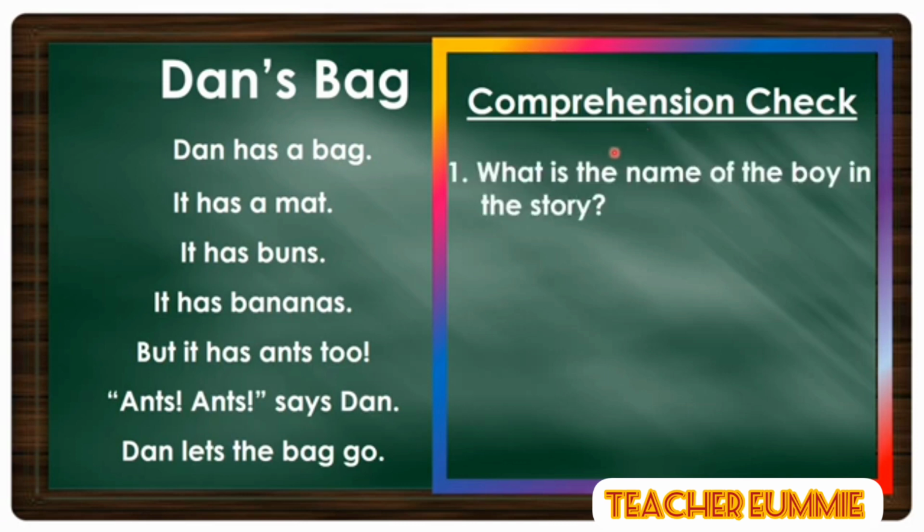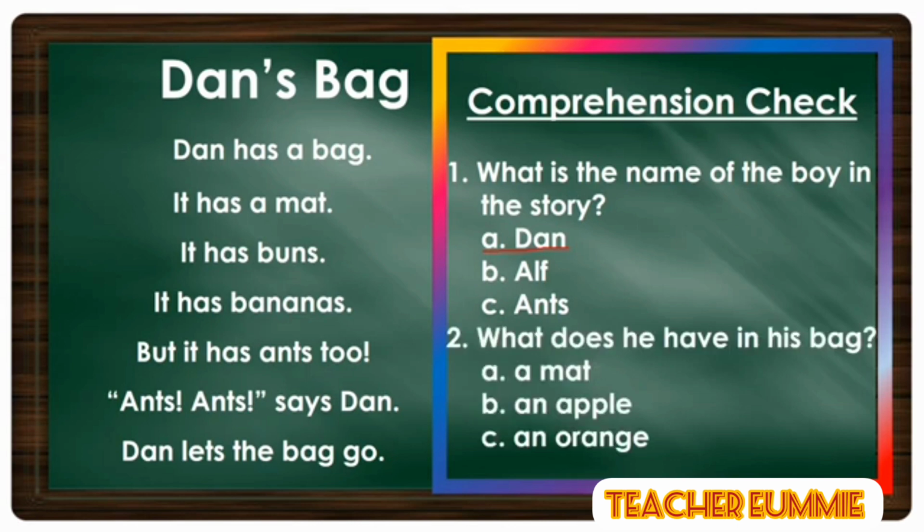Okay, number 1. What is the name of the boy in the story? Is it A. Don, B. Alf, C. Ants? Okay, kindly choose your answer. Okay, very good. The answer is Dan.